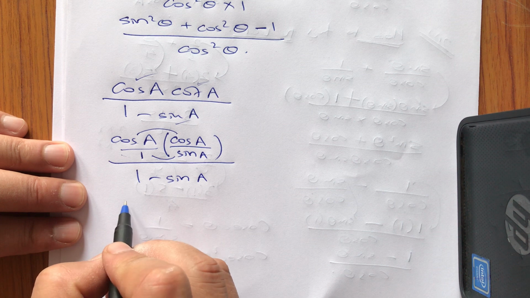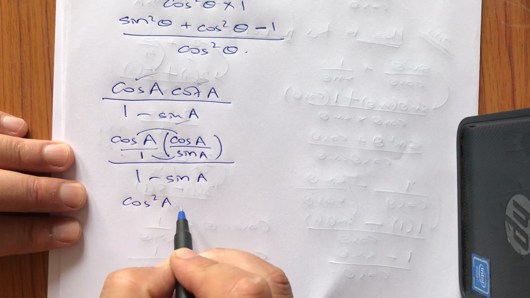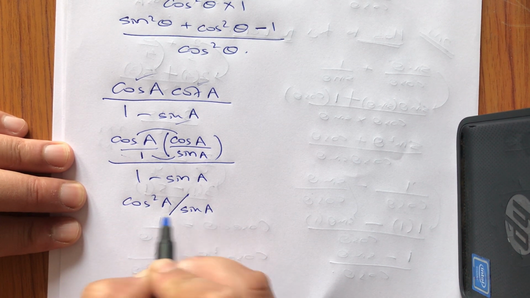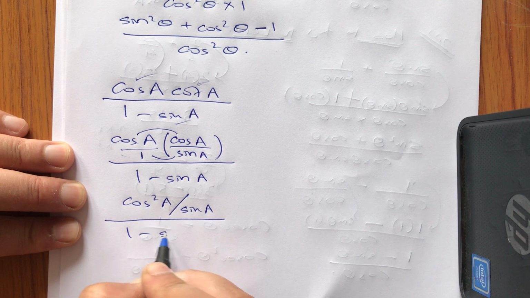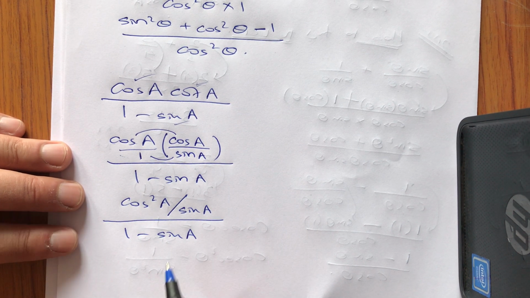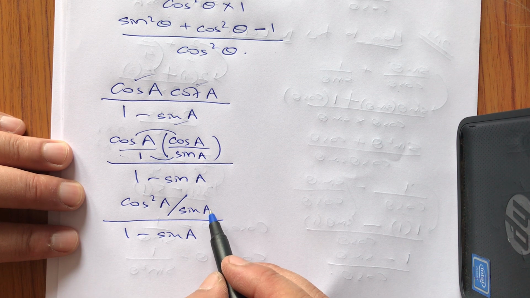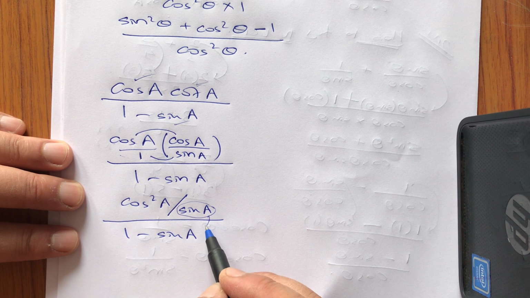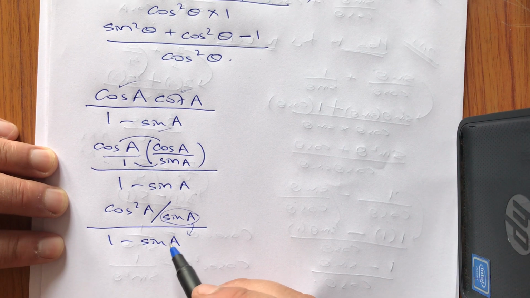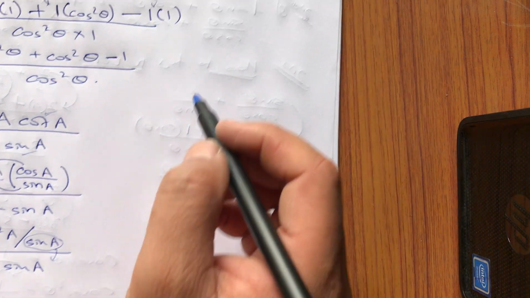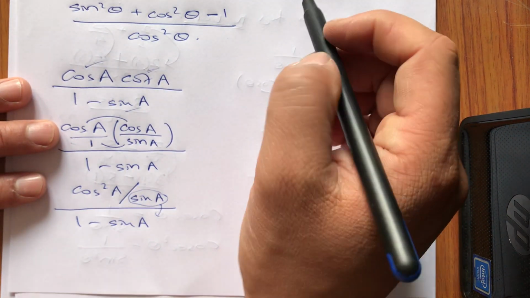So cos into cos gives me cos squared A, 1 into sine A gives me sine A, and the whole thing is divided by 1 minus sine A. Okay, so now next step, if you know that this is the one that comes down and gets multiplied with this, it's okay. In case someone doesn't know that this will come down and get multiplied, what you can do is work it out in rough like this. So this same thing, I'm writing it over here.